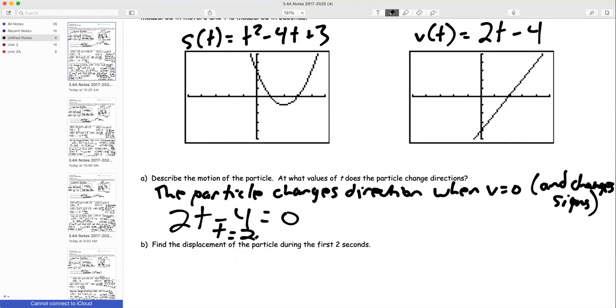And so when we describe the motion of the particle, you need to do it like this. Tell me where it starts. Tell me where it changes direction. And tell me which direction it is moving during those times, okay? So let's find the initial position of the particle. So I'm gonna plug 0 into my position equation. And when I do that, you should get 3. So the particle is going to start at 3. And then does it move to the left or to the right? And how do you know?